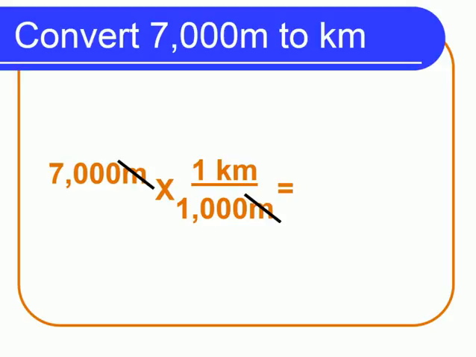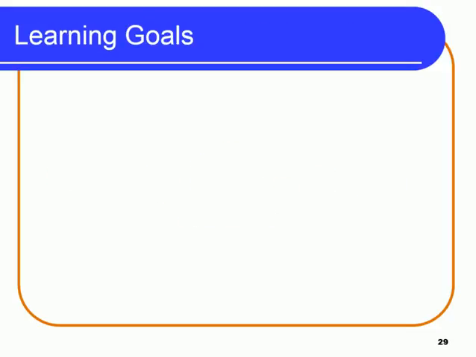Once I do that, the only unit I have left in the calculation is kilometers. I'm going to bring that over to my answer. That allows me to know that I'm going to be correct once I carry out my numerical calculation, 7,000 multiplied by 1 divided by 1,000, which equals 7. So there are 7 kilometers in 7,000 meters.